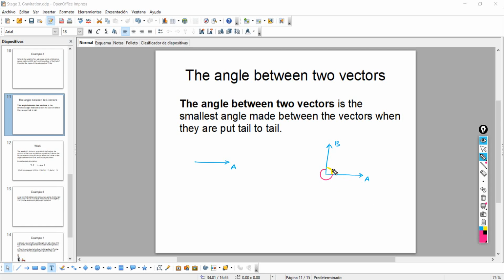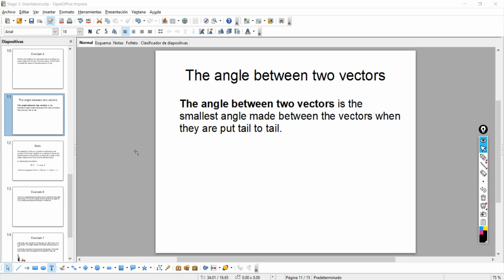Which one is the one that we're going to understand by the angle between these two vectors? The yellow angle. Why? Because this is the smallest angle between vector A and vector B. Clearly, the red angle is greater than this one. So this is the correct one. Okay, so that's how it works, guys. That is the angle between two vectors.